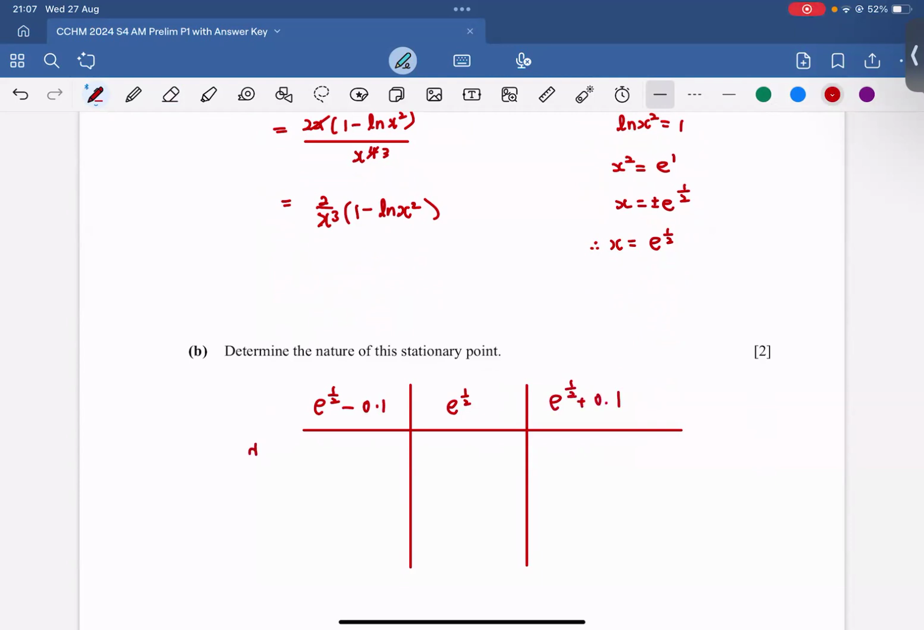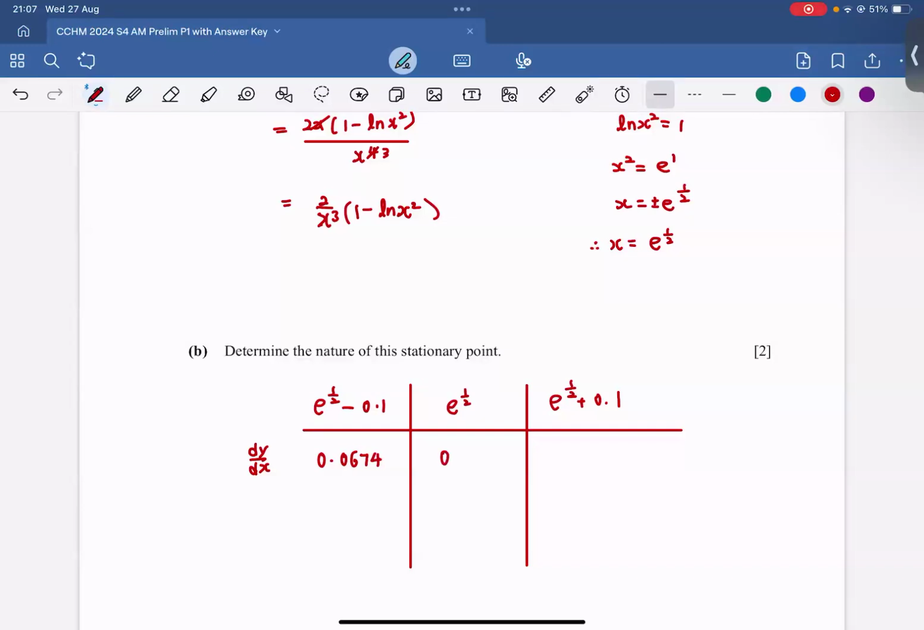We go and find the value of our dy/dx. What is good about the first derivative test is that when you sub this value into dy/dx, your value should be very small. If your value is not small, that means you calculated the wrong value already. So the first derivative test is good in that it indicates whether your working is correct or not. So this is 0.0674.